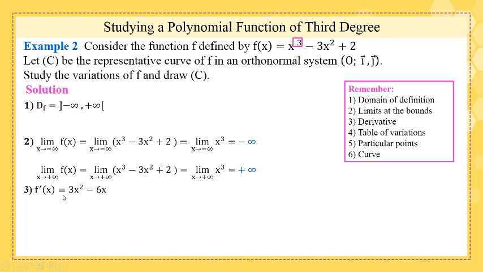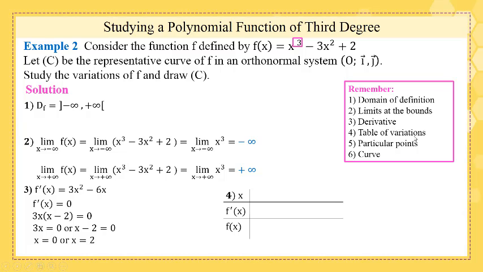F prime of x equals 3x squared minus 6x. F prime of x equals 0, so x equals 0 or x equals 2. Fourth step, set up the table of variations of f. The domain of definition is minus infinity, plus infinity, so we will write it here. The roots of f prime of x are 0 and 2, so we will write them here. The sign of f prime of x is plus, minus, plus, since f prime of x is a polynomial of degree 2 and the coefficient of x squared is positive.